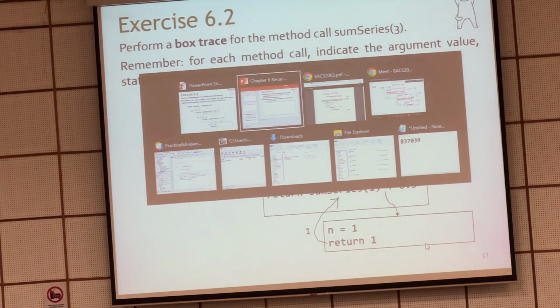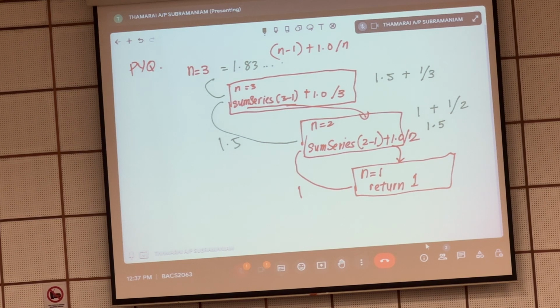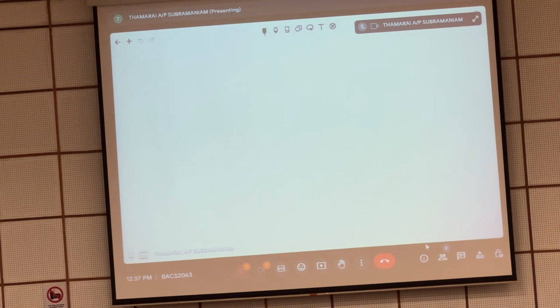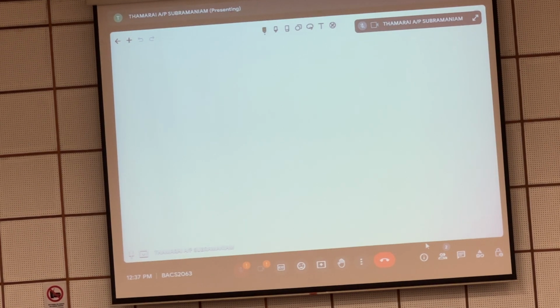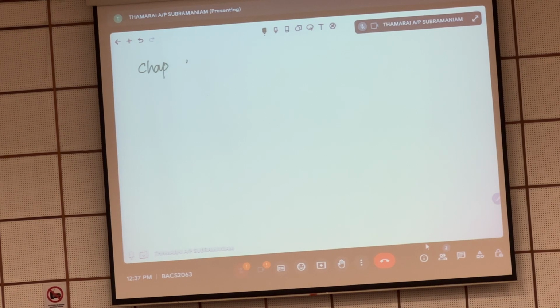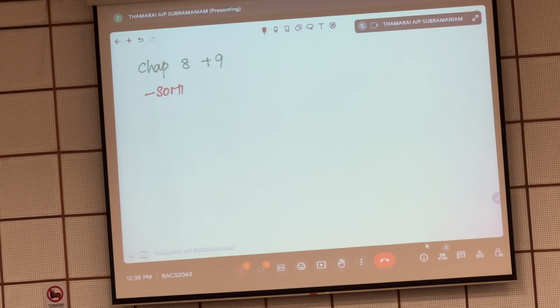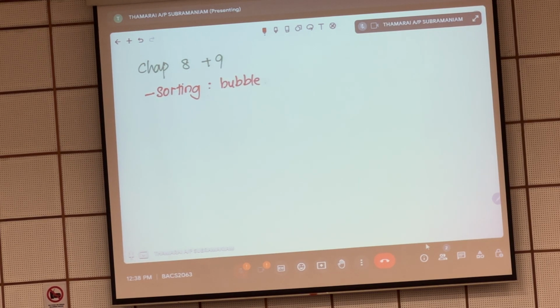Alright, so now let's move on to the most important part. Chapter 8 and 9 first. So let's take a look at chapter 8. We'll do sorting. Sorting is basically arranging our elements in a certain order. Pay attention to just three sorts: bubble sort, selection sort, and insertion sort. The rest you can drop.